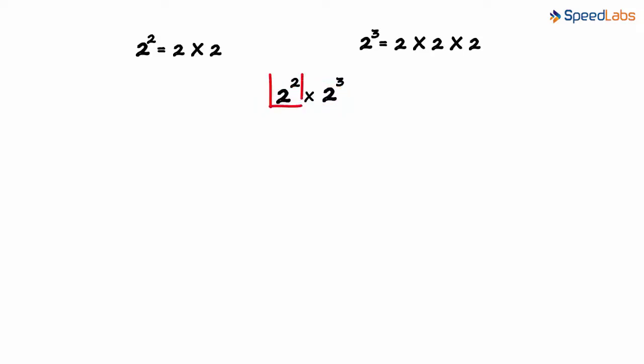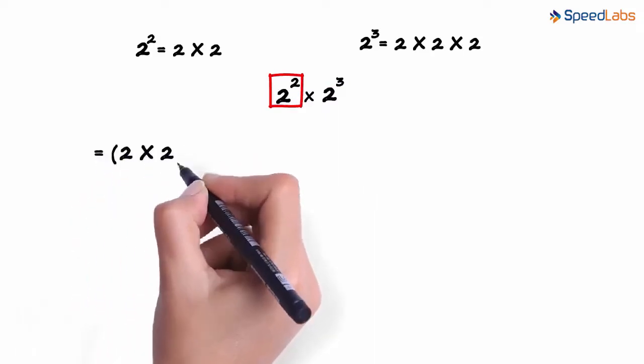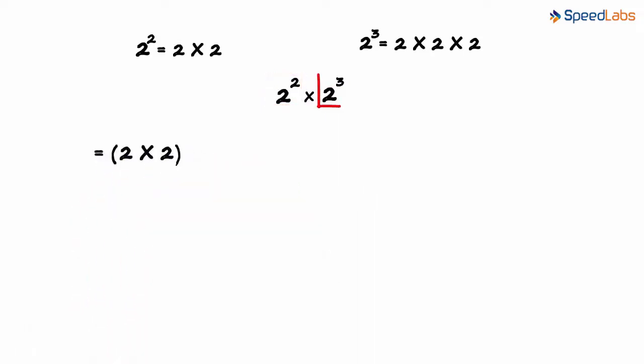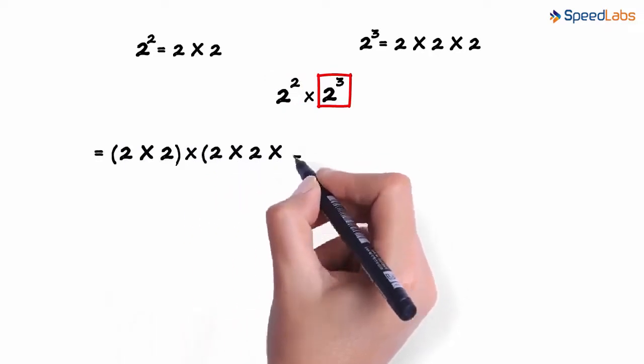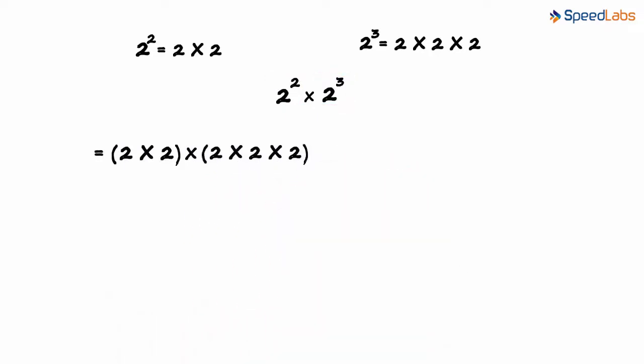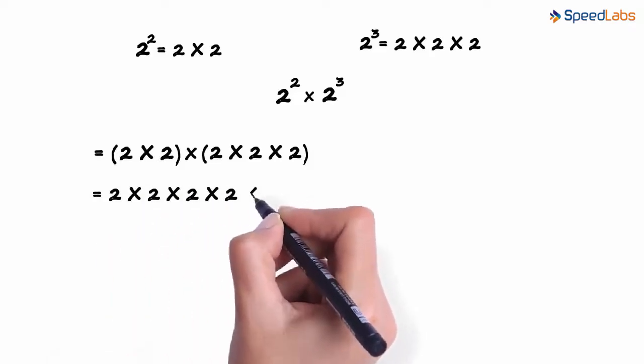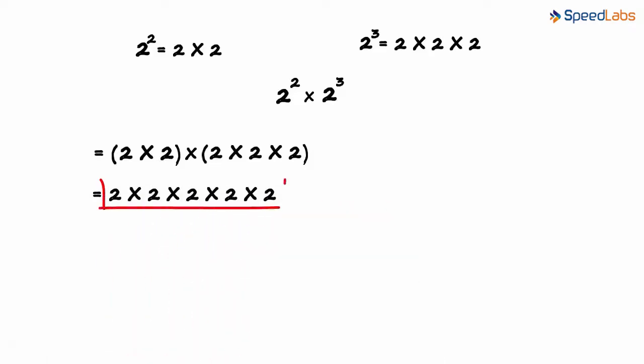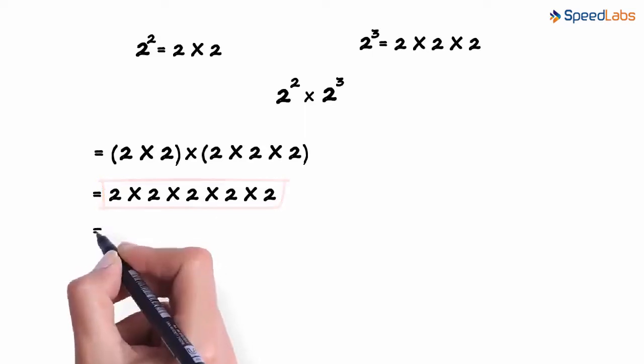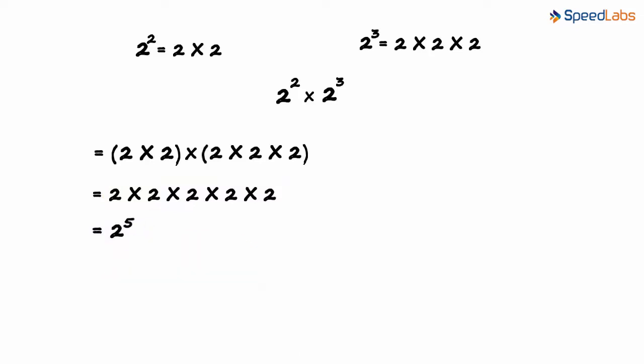2 raised to 2 can be written as 2 multiplied by 2. And 2 raised to 3 is 2 multiplied by 2 multiplied by 2. And this can be written as 2 multiplied by 2 multiplied by 2 multiplied by 2 multiplied by 2. Since 5 2's are multiplied, this product can be written as 2 raised to 5. What we did here was simple. We just expanded the exponents. We wrote it in the simplest form and then counted the number of 2's in the end.